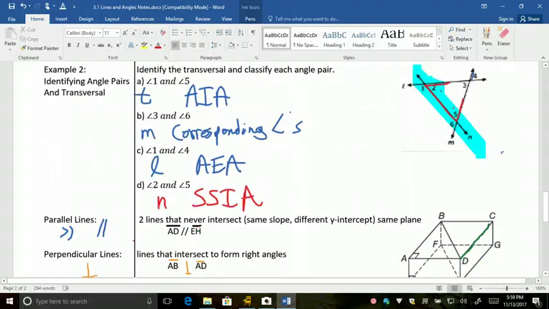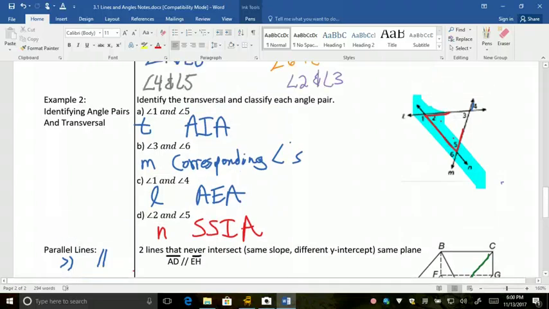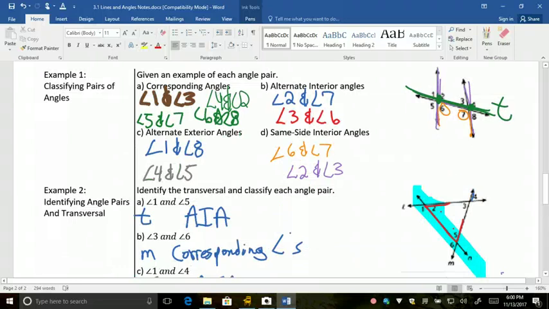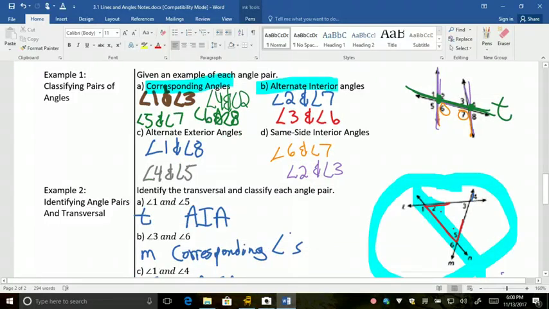You want to make sure to go back to, well, actually, I don't think you can do your flipper yet, because those actually have to do with theorems, and we're not ready for that yet. But you want to make sure that you can identify transversals in pictures like this, and that you can know the difference between corresponding, alternate interior, alternate exterior, and same side interior angles.